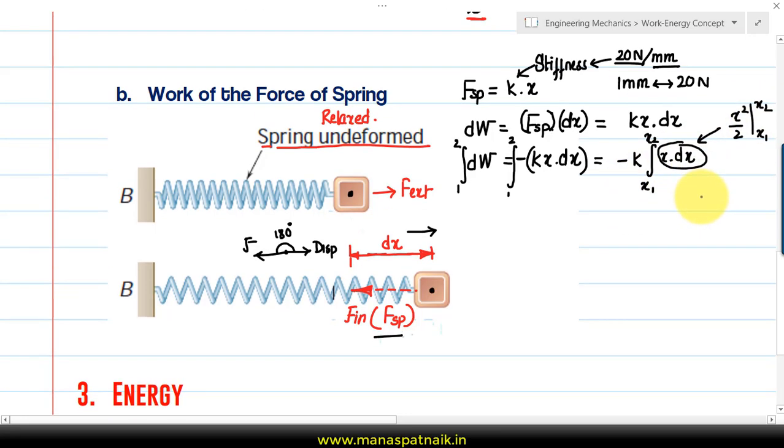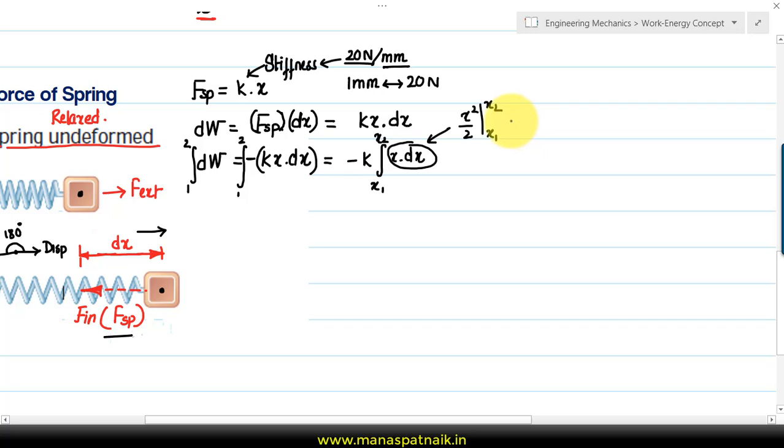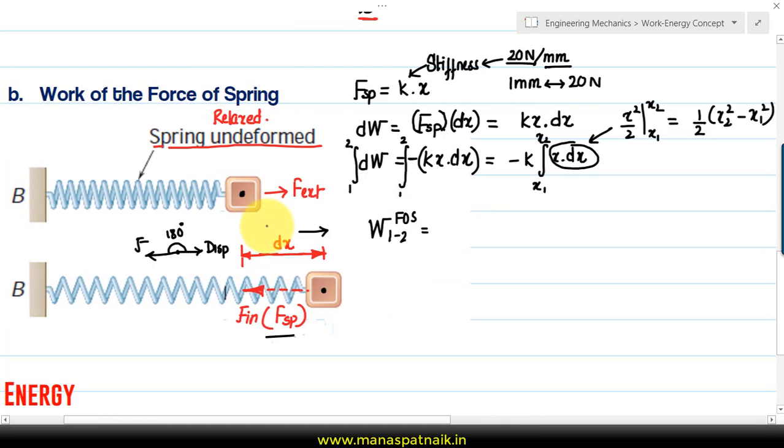Okay, let me shift this slightly towards the right. Let me have more space, and this essentially can be written as half of x2 squared minus x1 squared. So ultimately this integration of dW from 1 to 2 will be equal to W1 to 2, and this is the force of spring that we're talking about, equal to minus k times, this is 1 by 2, so let me write 2 over here, x2 squared minus x1 squared, that is a squared minus b squared, a minus b, a plus b. So x2 minus x1, x2 plus x1.